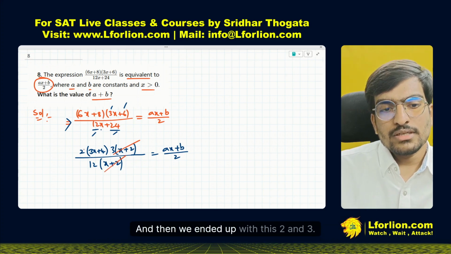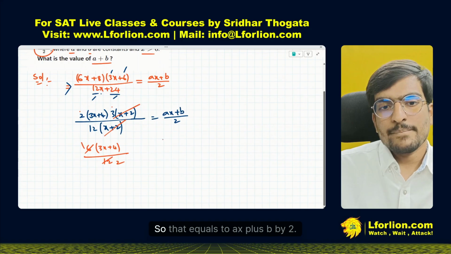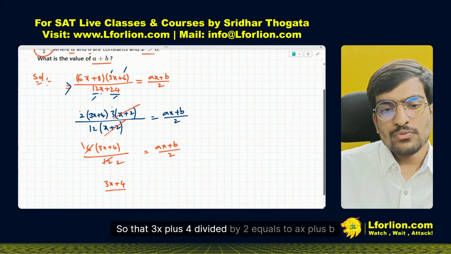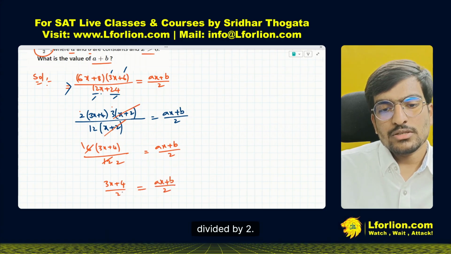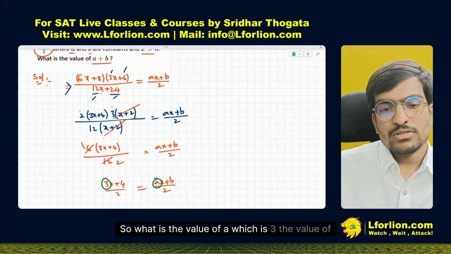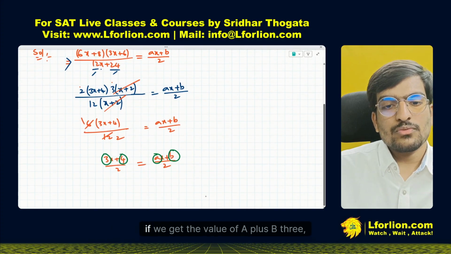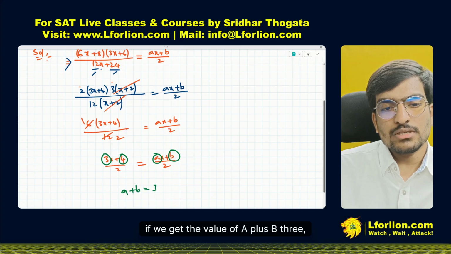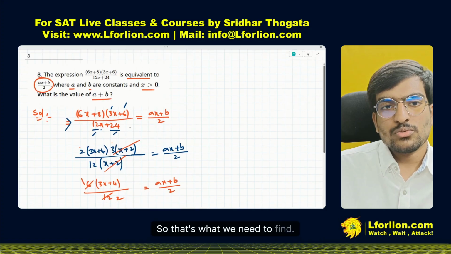And then we end up with 2 and 3, so that's going to be 6 times 3x plus 4 divided by 12, which is 6 twos. So that equals ax plus b by 2. So 3x plus 4 divided by 2 equals ax plus b divided by 2. So it's perfectly matching. The value of a is 3, the value of b is 4. So a plus b is 3 plus 4, which equals 7. That's what we need to find.